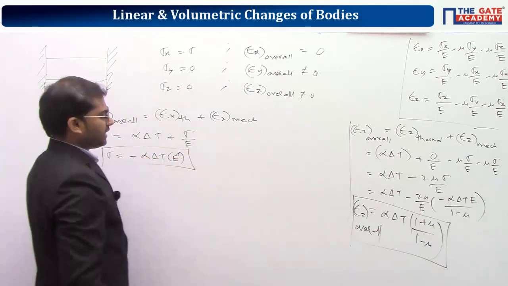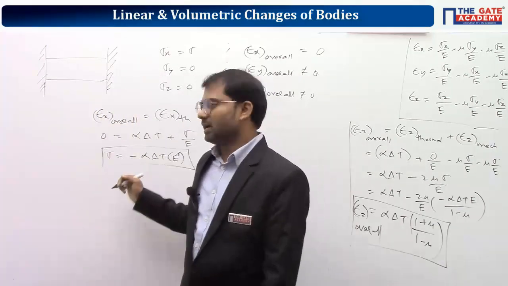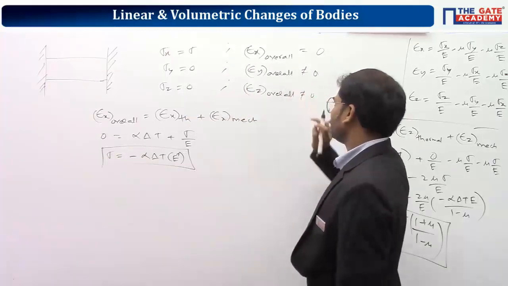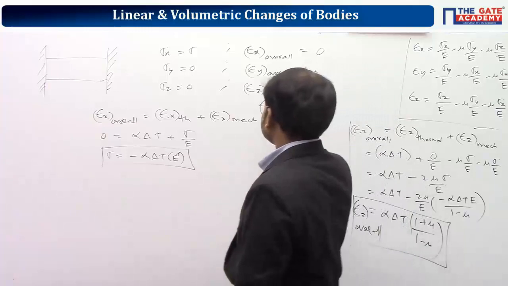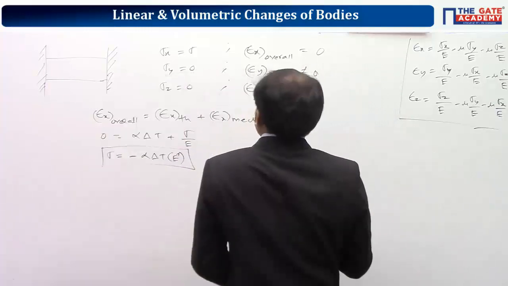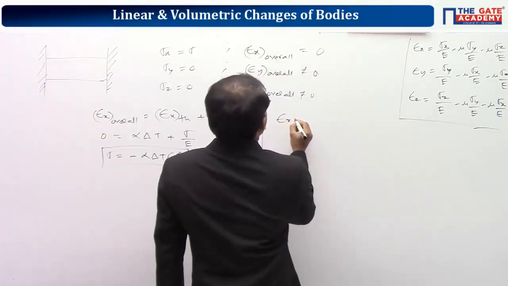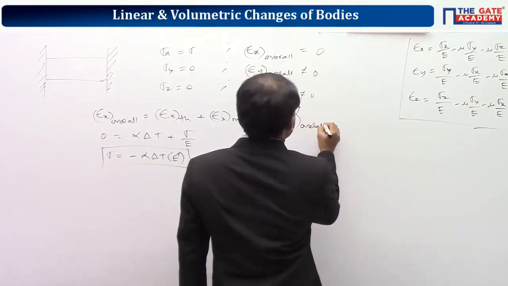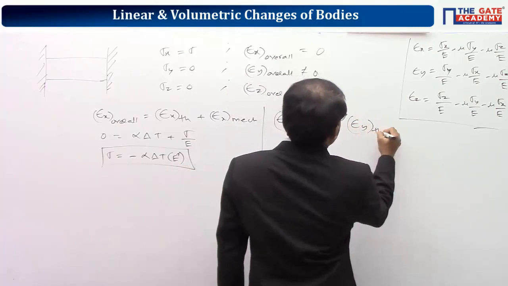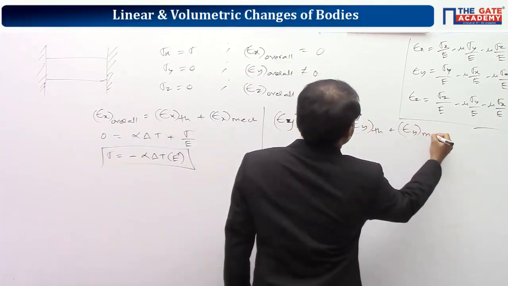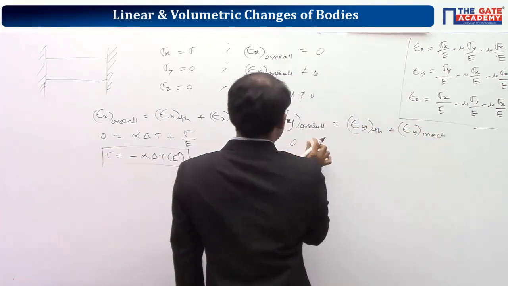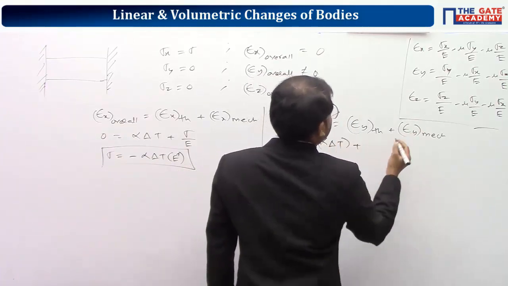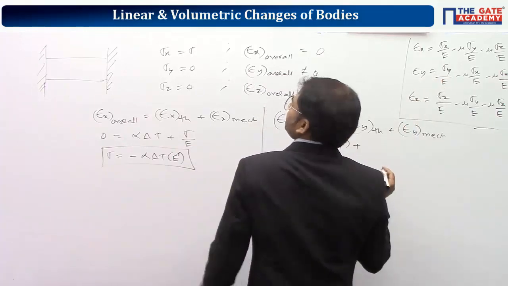Sigma is equal to minus alpha delta T into Young's modulus. So this is the formula which we already derived, already known to us. So let's get these two values. If you go by this, epsilon y overall is thermal plus epsilon y mechanical. Overall strain we don't know, we have to calculate this. Thermal strain is always alpha delta T. Mechanical is from sigma y, and sigma y is 0.